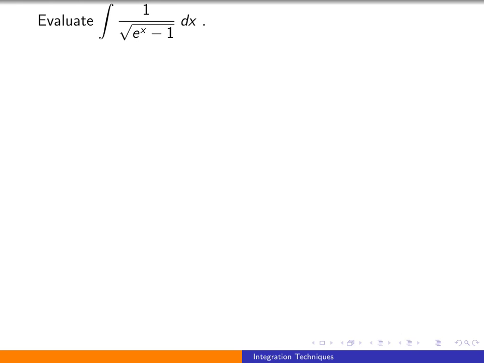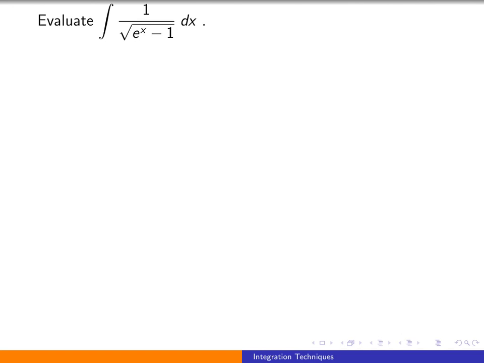In this example, we will anti-differentiate 1 over the square root of e to the x minus 1. So looking at the integrand, no method or technique of integration is jumping out at me. So going through our list, there is no obvious algebraic simplification, no obvious substitution. The integral does not fit any of the standard forms.